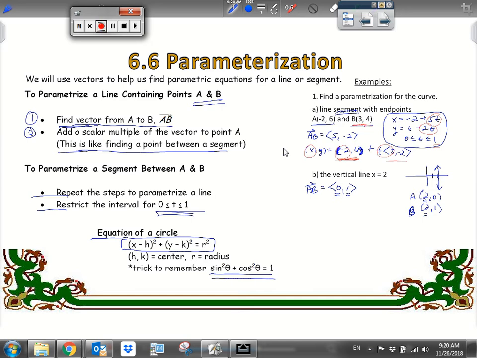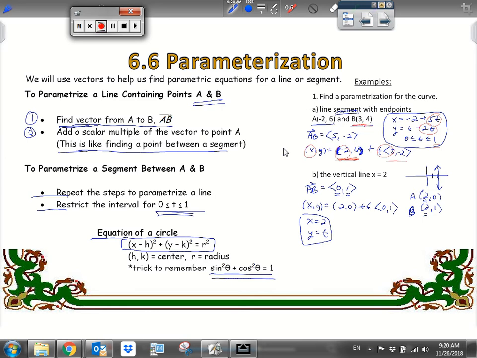My first point is 2, 0. So let's write our vector: xy equals my first point 2, 0, plus t times my vector. Alright, so now let's write the parametric equations from that. So x equals 2 plus 0 times t, which is just 2, and y equals 0 plus t, which would just be t. So that's my set of parametric equations for my vertical line at x equals 2.